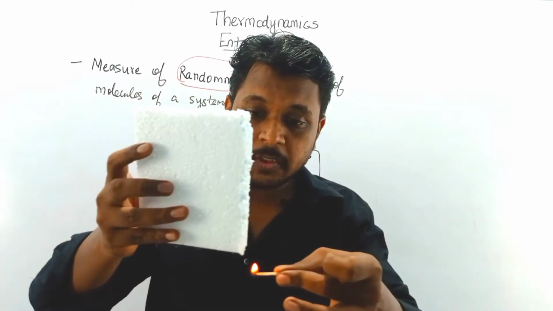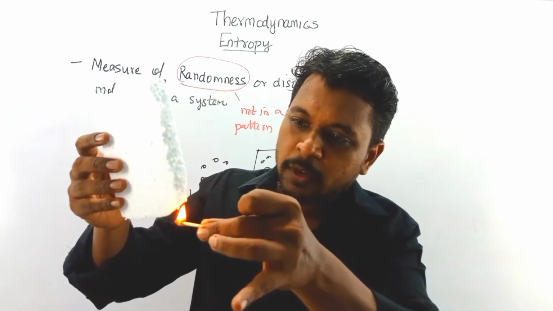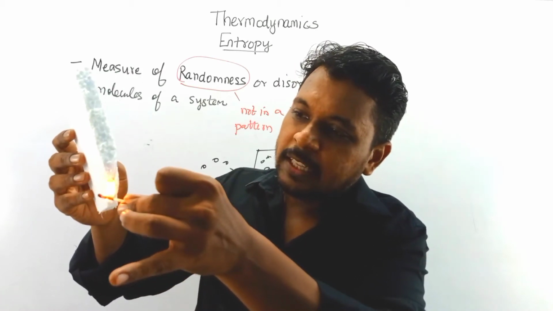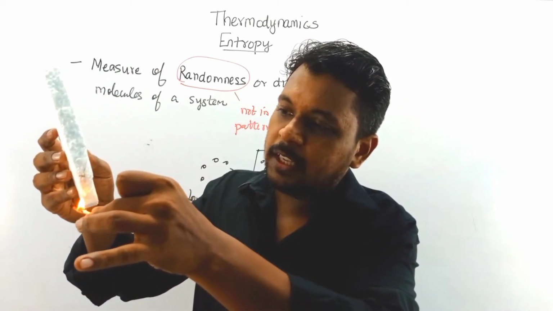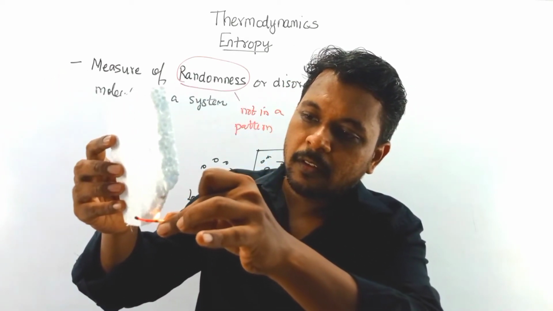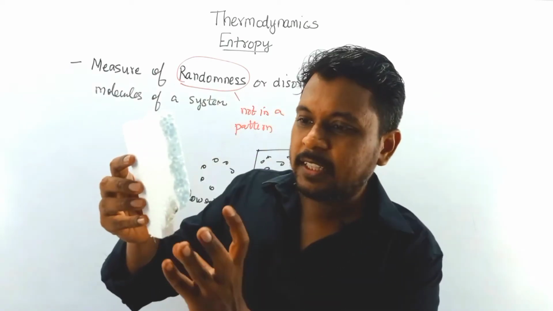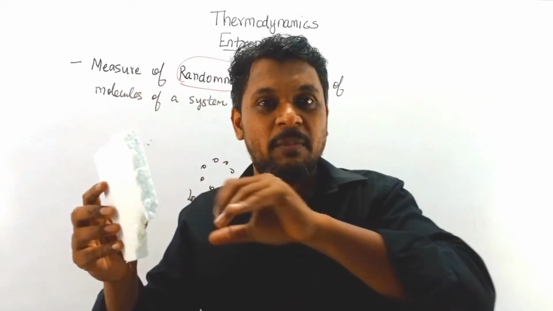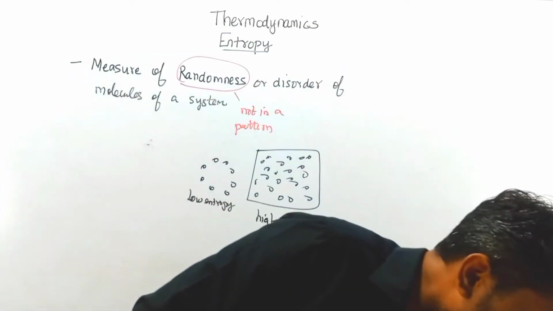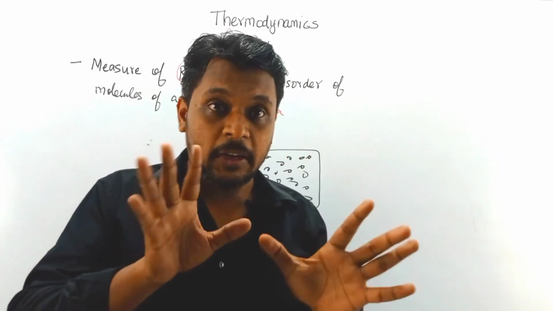See, I am heating this. Just for the purpose of your understanding, I am burning this thermocol. You can see the movement is in a random manner. If I give heat, see the randomness. The movement is very random, so the molecules are moving in a very random manner. Just for your understanding, I have taken this. So when you give heat or absorb heat, there is a change of entropy.